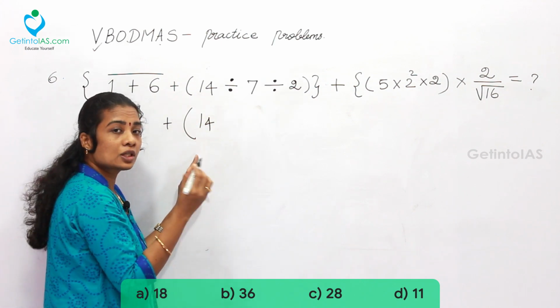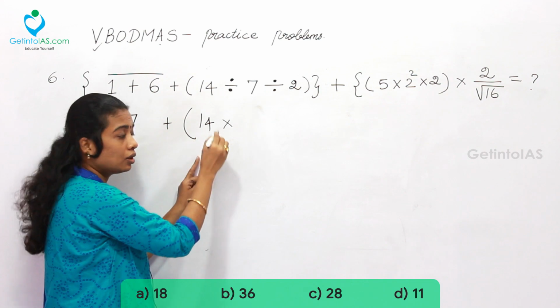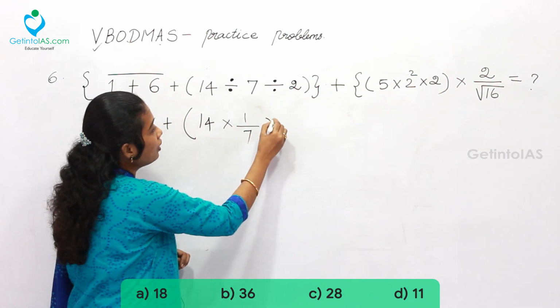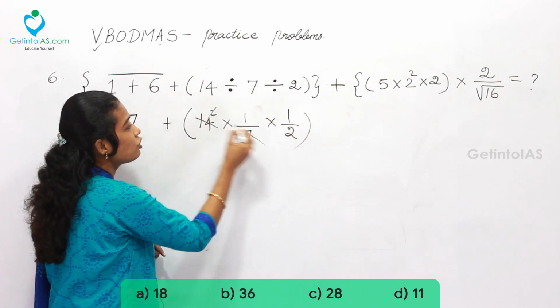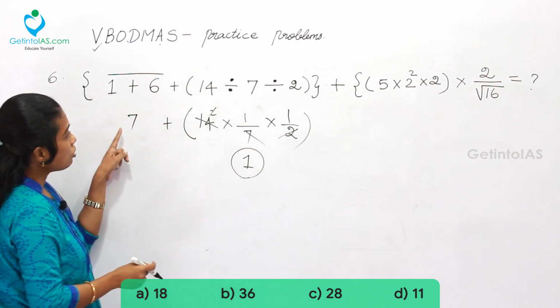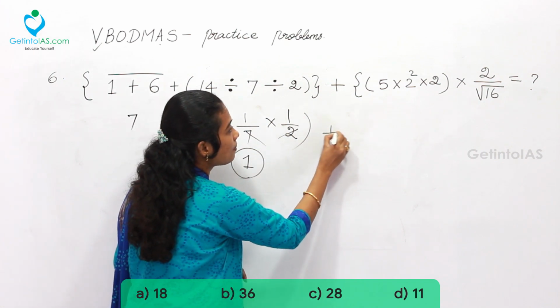So 14 divided by 7 is 2. 2 divided by 2 is 1, or else you can convert the division into the reciprocal value of 7 simply. After that 1 by 2. So directly you will be getting the 7 cancel 2 times, 2 cancel. So finally 1 is the result over here. So 7 plus 1 over here. You can take this plus.